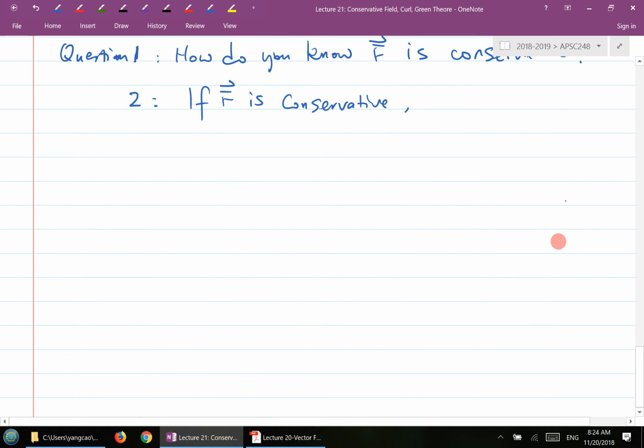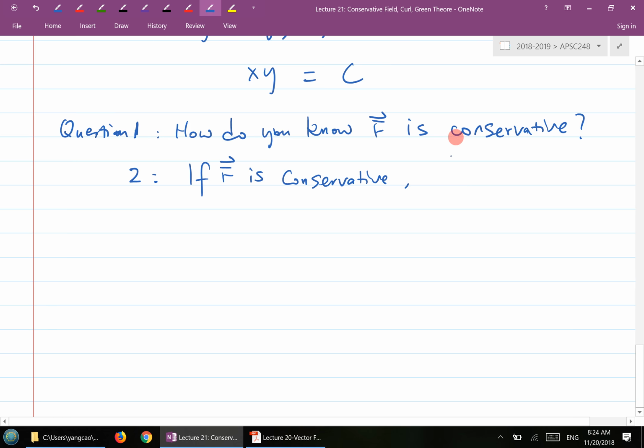So then the question here is, if F is conservative, what is the potential function, small f? Or how do we find that potential function small f? We need to answer these two questions to have peace of mind, and that basically wraps up the conservative field.